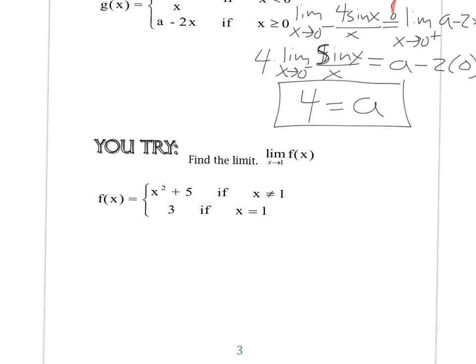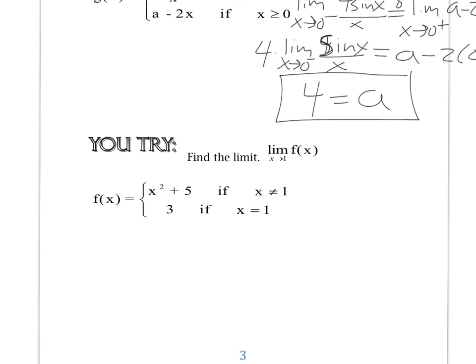Okay, the U-Try problem here is a little bit different. I want you to just pause the video and give this one a try, but I do want you to add something to this. I want you to also ask yourself, is it continuous? Because you do have enough information to answer that question. So think about those two things, finding the limit and is it continuous, and then we will check back after you've paused and given it a try. Check back and we'll go over the problem together.